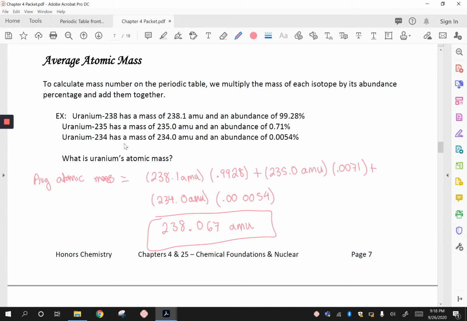It's 238. When we have 3 different isotopes, 234, 235, and 238, why is it 238? Well, that's because more than 99% of it is a mass of 238.1. So your atomic mass, your average atomic mass, should be pretty close to the mass of that top isotope because more than 99% of it is that.